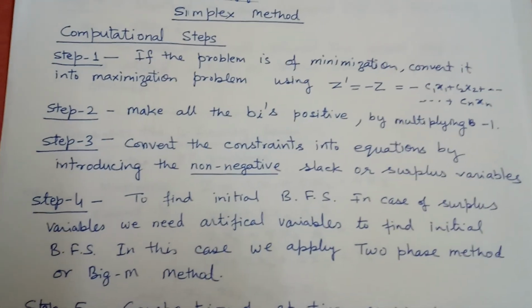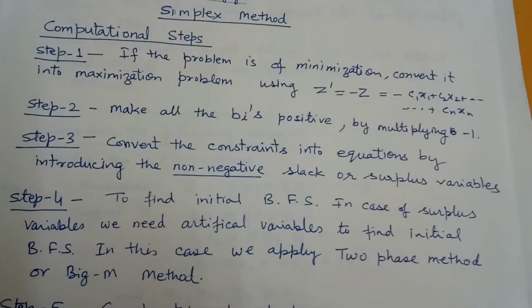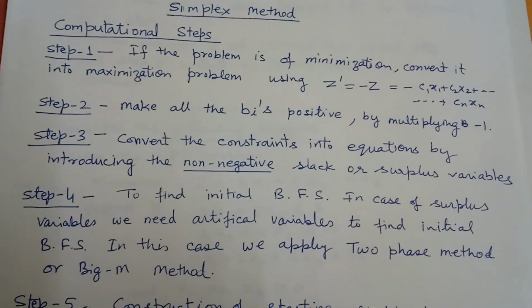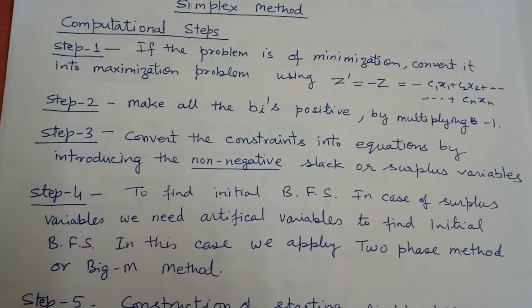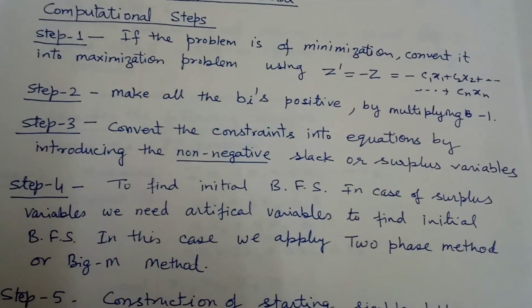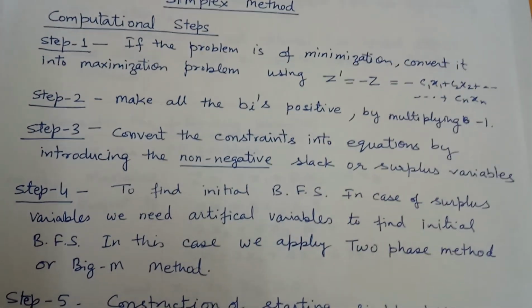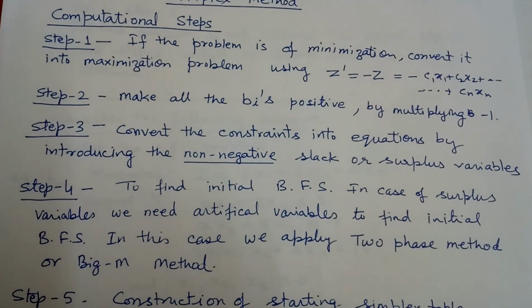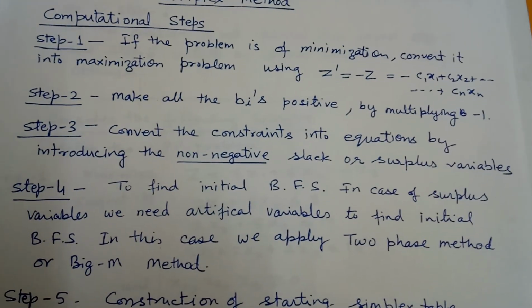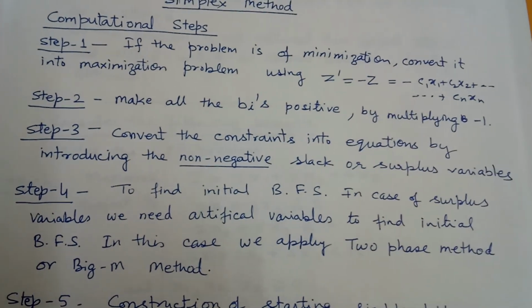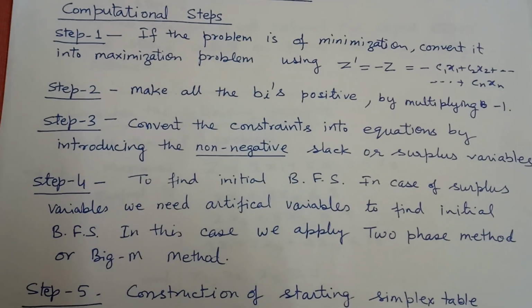In case of surplus variables, we need extra artificial variables, and for artificial variables we can't apply the simplex method directly. For artificial variables, there are two methods available: the Big M method and the two-phase method. Now here we consider only slack variables.